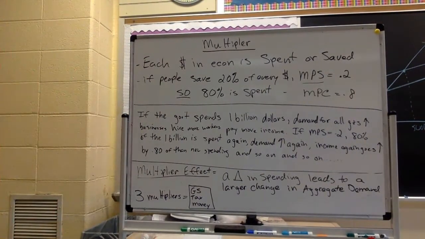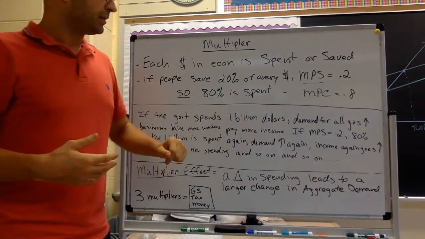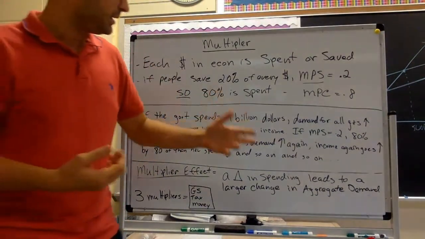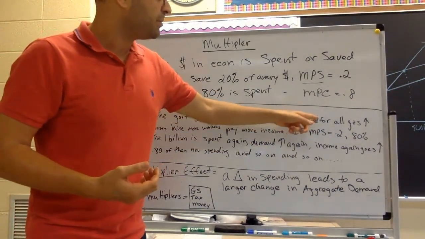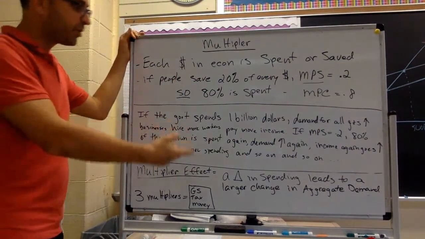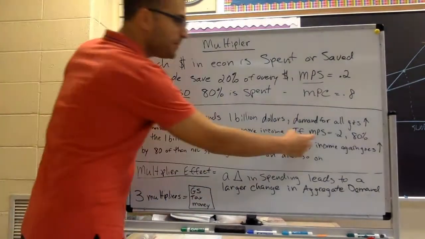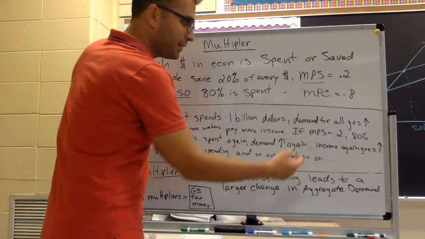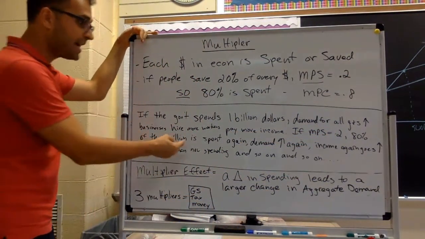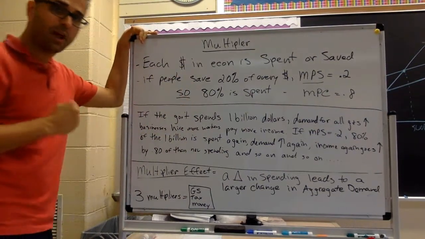If the government, here's an example, spends $1 billion, they borrow it from whoever they get it, and they spend $1 billion, the demand for all goods and services increases. Businesses hire more workers and they pay more income. In the same scenario, if the MPS, the marginal propensity to save, is 0.2, that means 80%, 0.8, of that billion is spent again in the economy. It's put back into the flow.